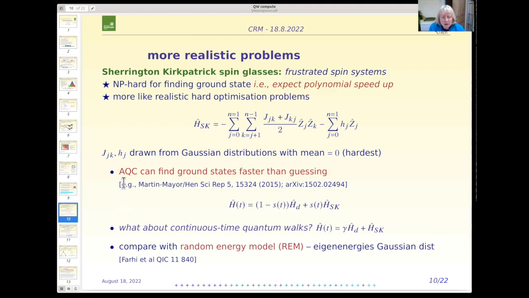We chose it because it had already been looked at by others for how well adiabatic quantum computing can find the ground states. And they can find them faster than guessing, which is the best you can do classically, in a naive sense. There are better algorithms for doing this. I'll discuss this once I've discussed what quantum walks can do.